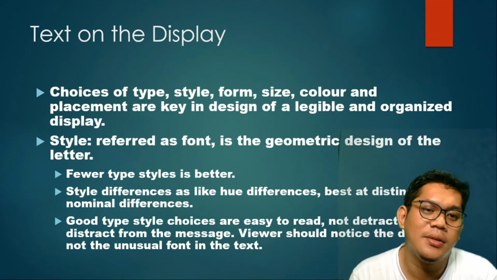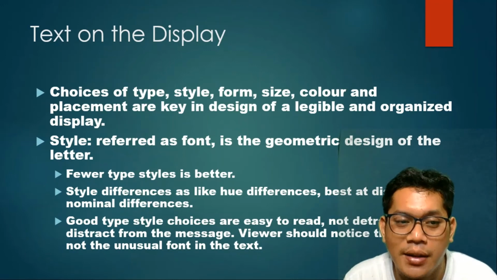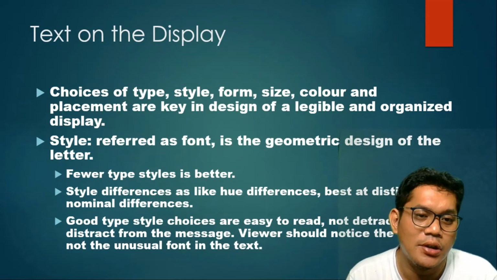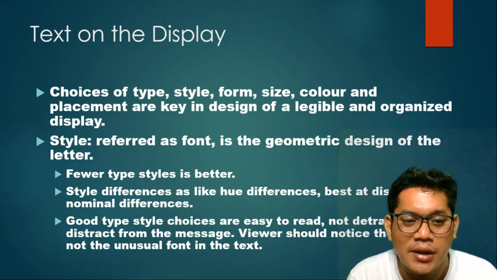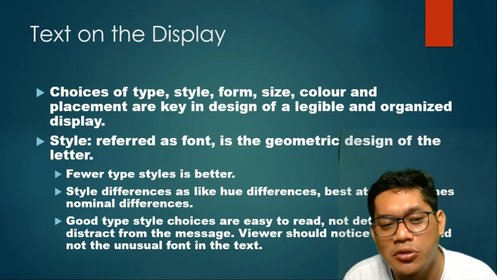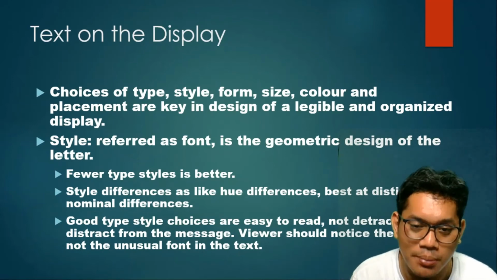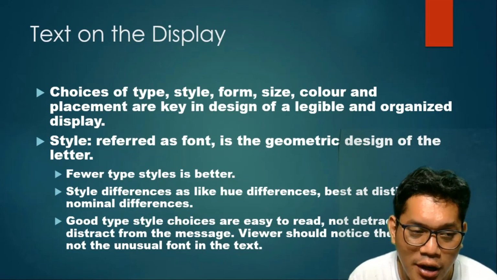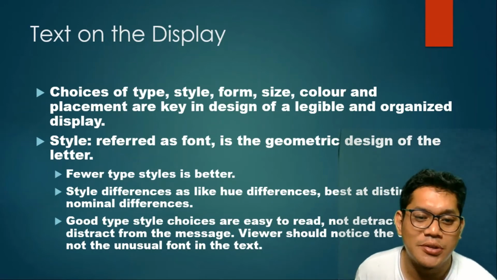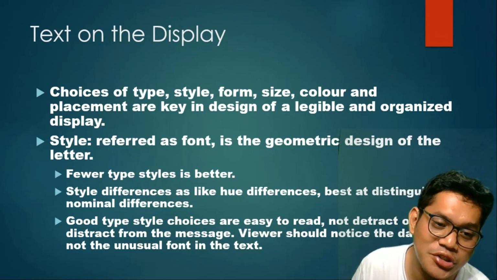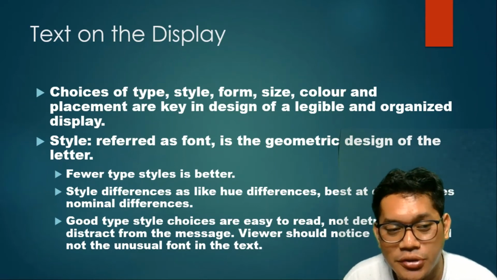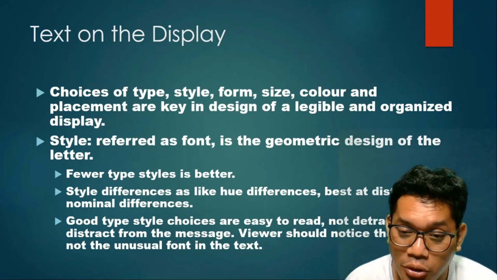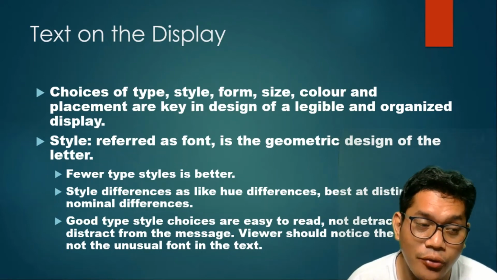And for text on the display, the choices of type, style, form, size, color, and placement are the key in designing a legible and organized display. So for the font, fewer type styles are better. Do not have more than 3. Style differences like hue differences are best to distinguish nominal differences, such as black, gray, dark gray, and more. And good type style choices are easy to read and do not detract or distract from the message. Do not use fancy fonts for this. Please use the boring, the common, the formal fonts.